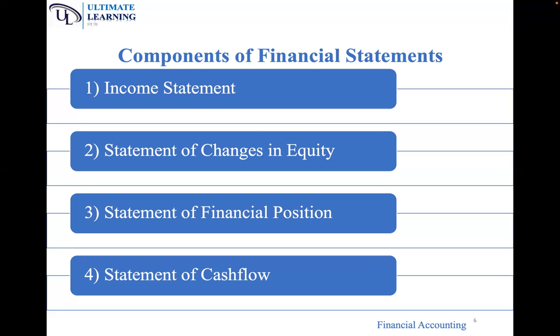The third financial statement is the statement of financial position, what is commonly known as the balance sheet. The balance sheet shows the position of the business at the end or as at any given period. What are the assets that the business has? What are the liabilities that the business owes others? And what is the equity of the business? That is the statement of financial position.